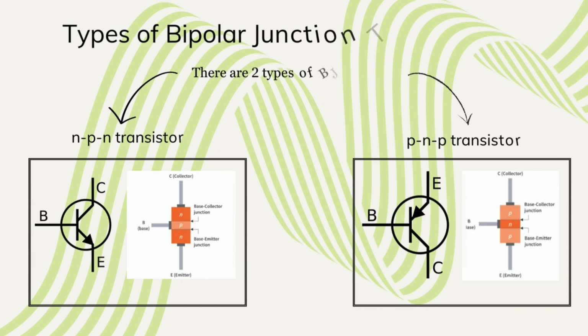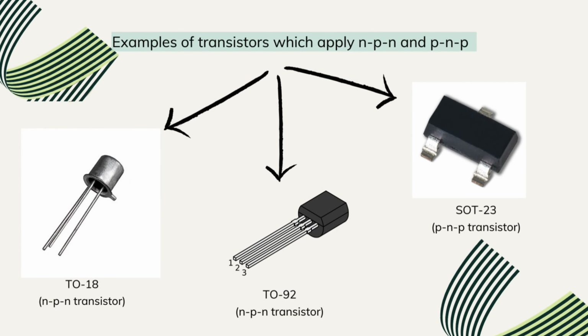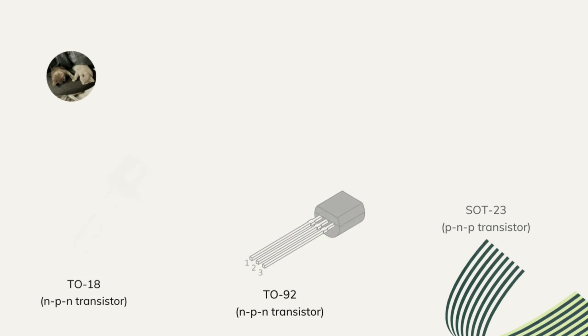There are two types of bipolar junction transistor, which are NPN transistor and PNP transistor. You can see the basic symbol in the diagram below. In the NPN transistor, the current flows from the collector to the emitter when current is applied to the base, while for the PNP transistor, the current flows from the emitter to the collector when current is applied to the base. Here are some examples of transistors which apply NPN and PNP in their configuration.